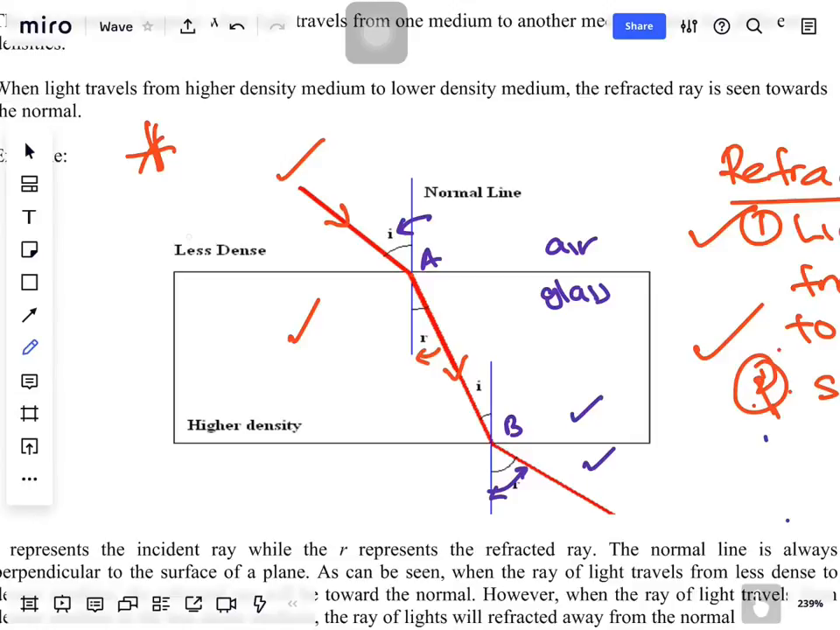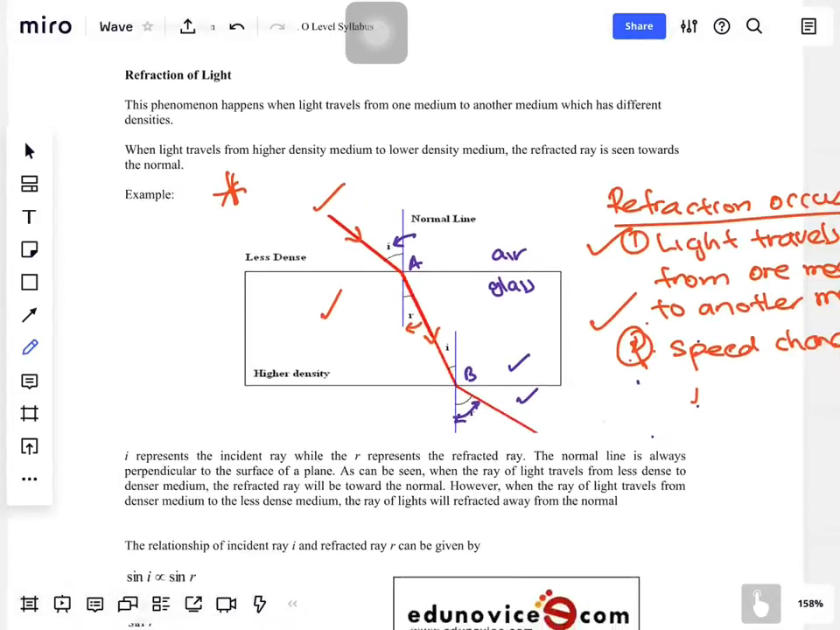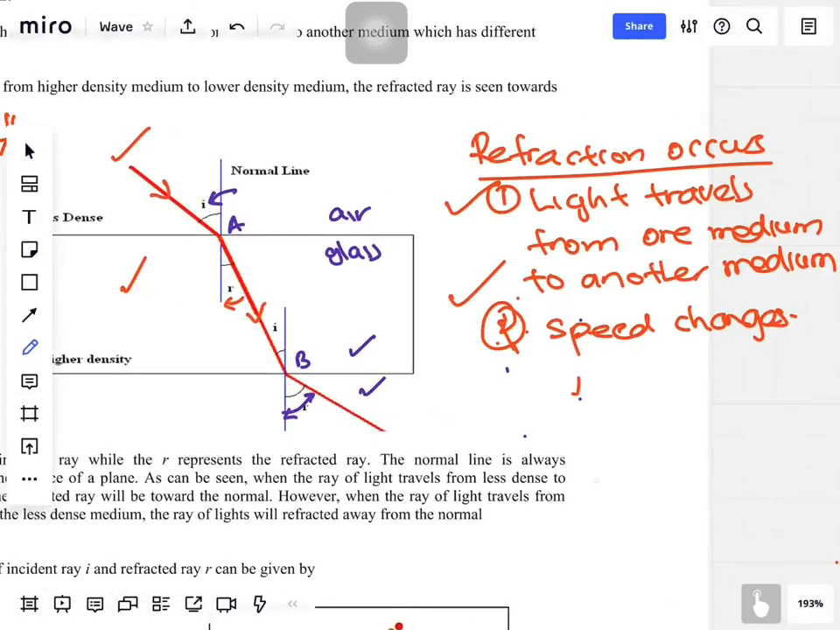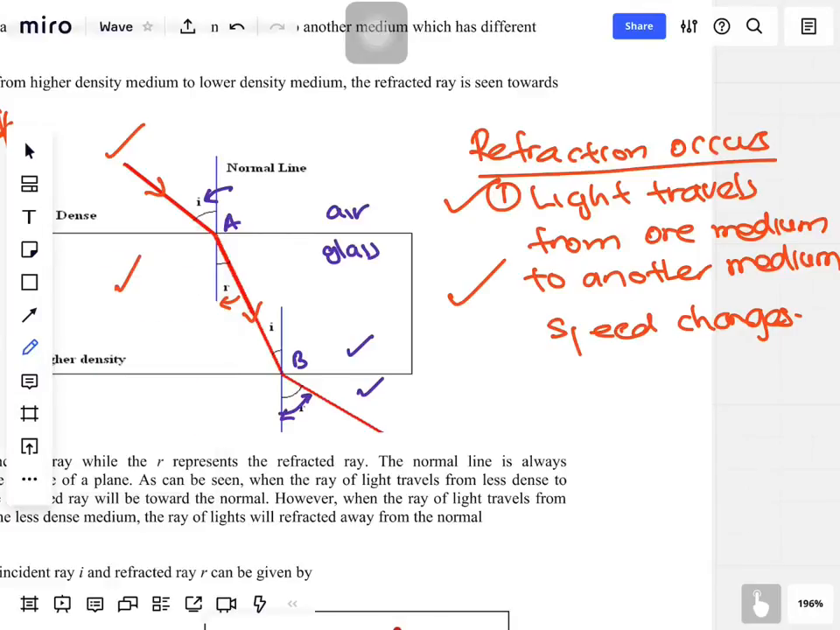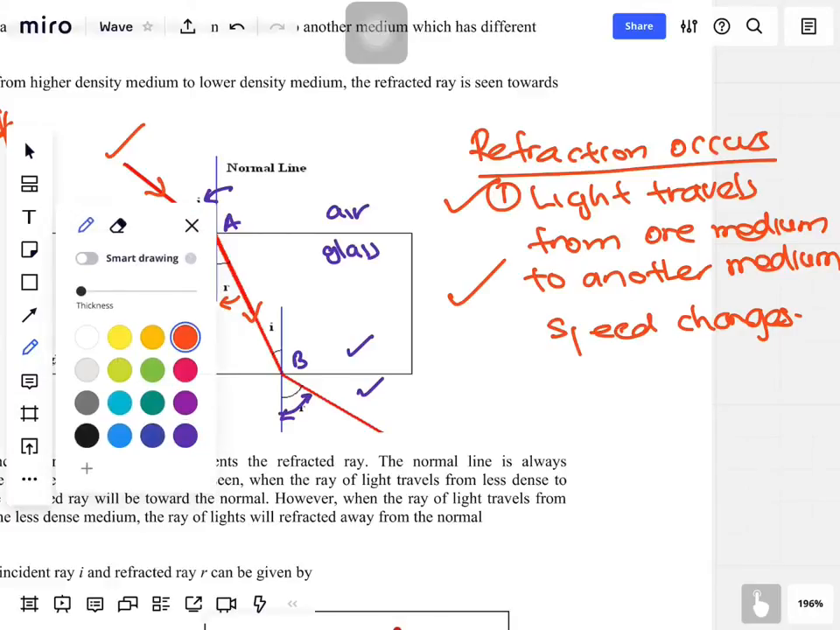Speed of light will always travel fastest in a less dense area compared to a denser medium, all right? So here we can conclude a few things. Okay, it's a bit blurry. Let me put it nicely. Here, we can put it here.